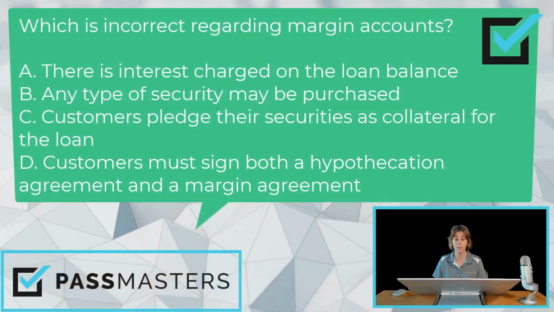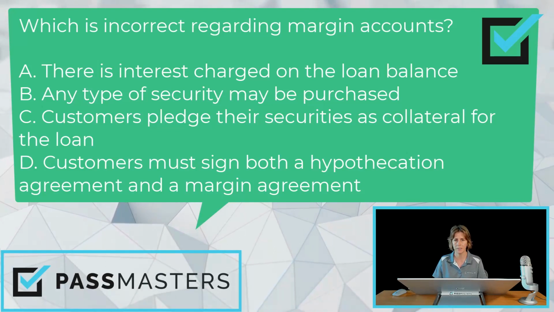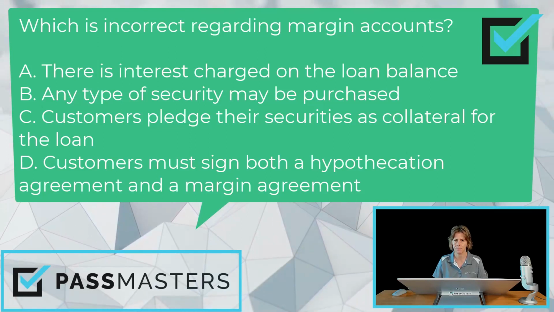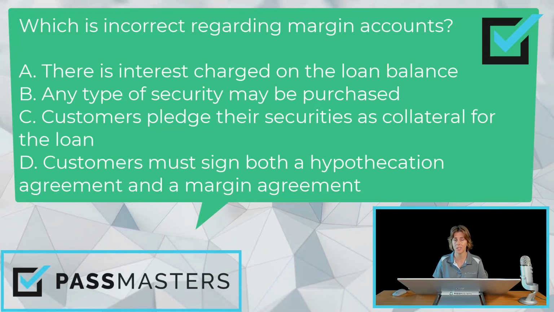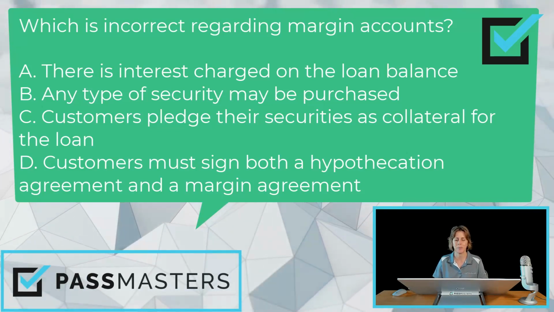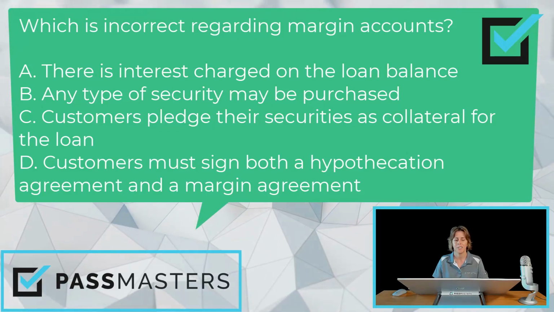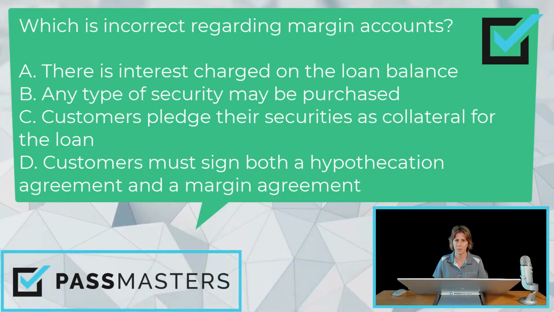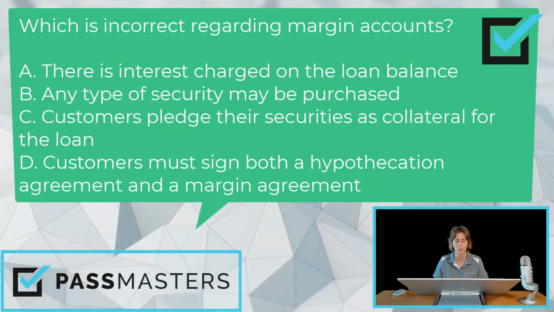Let's practice a few questions together. Which is incorrect regarding margin accounts? There is interest charged on the loan balance. That is true. Any type of security may be purchased. Customers pledge their securities as collateral for the loan. Yes, that's called hypothecation. Customers must sign both a hypothecation agreement and a margin agreement. That is true. So the one that is false is the correct answer, so don't get caught up in that. Sometimes students hate that the wrong answer is the right answer, but that's what they're looking for in this question.